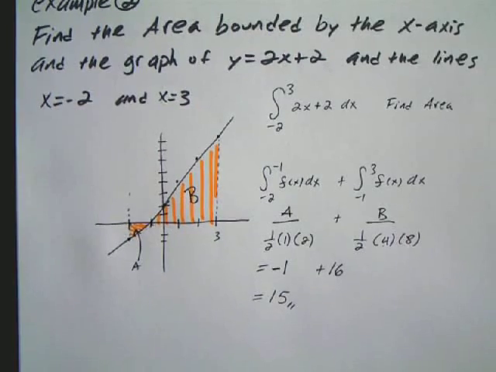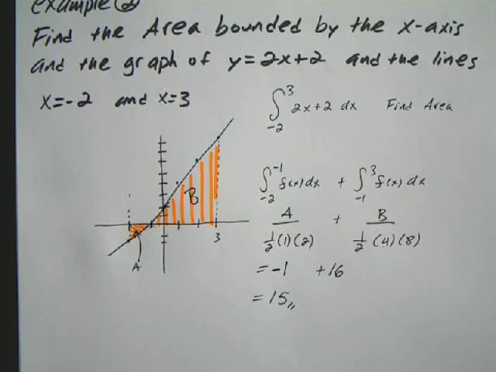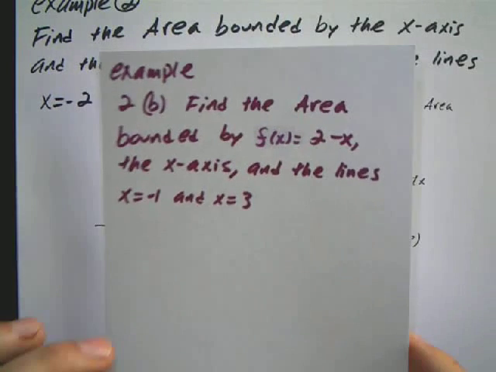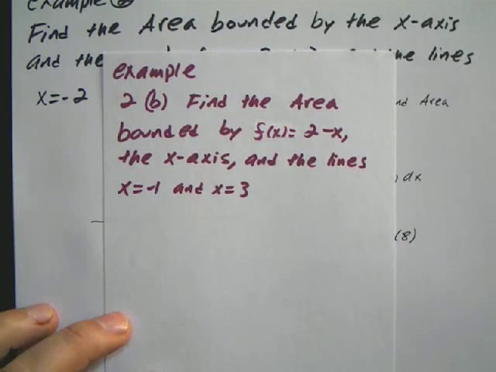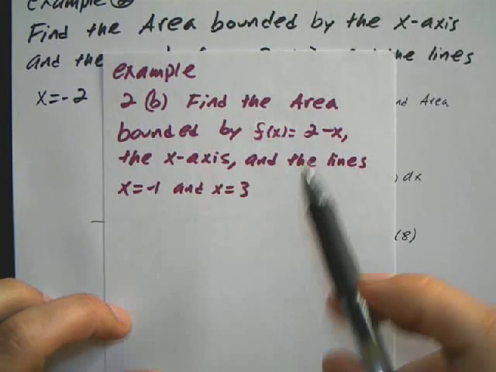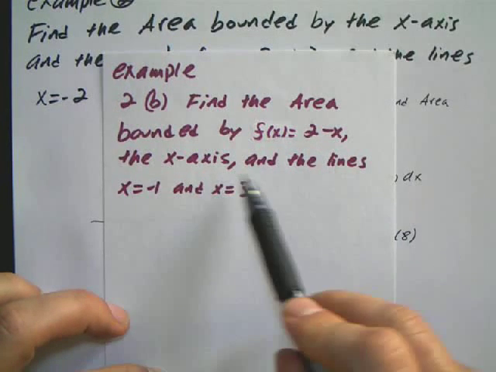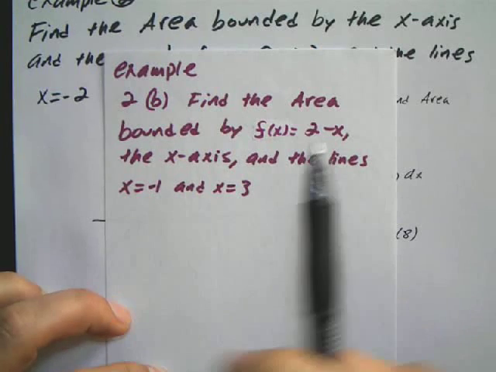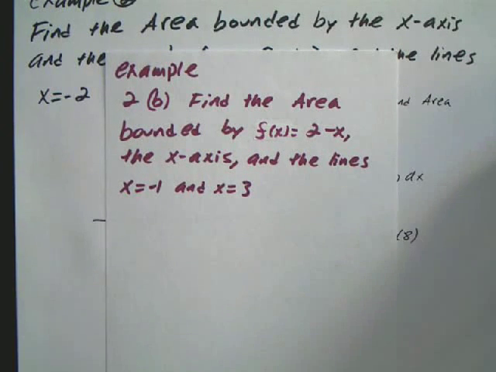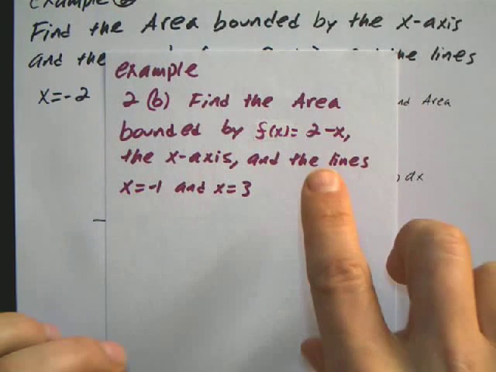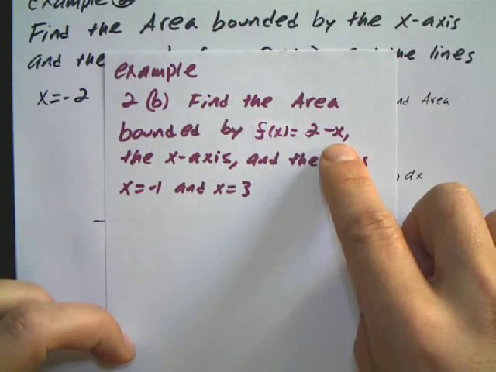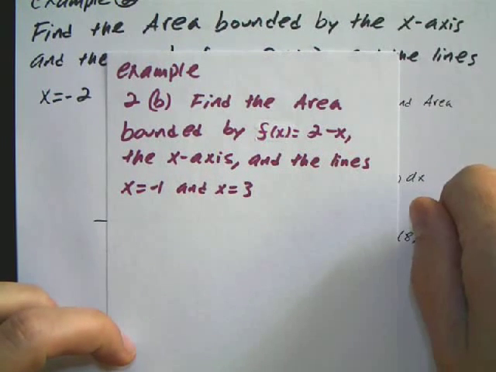Alright. There is one you-try example. I'll go ahead and put this on here. Find the area that's bounded by 2 minus x, the x-axis, and the lines x equals negative 1 and 3. So I'll give you a moment to pause it and sketch this out. Notice this has a y-intercept of 2 and a slope of negative 1.